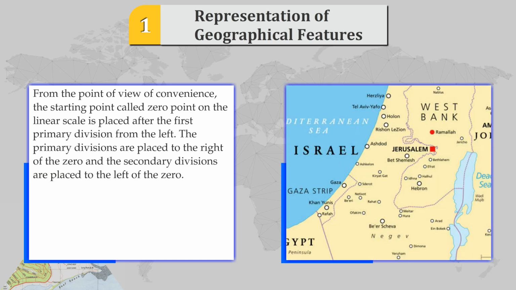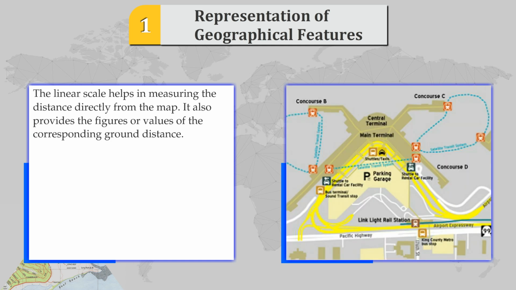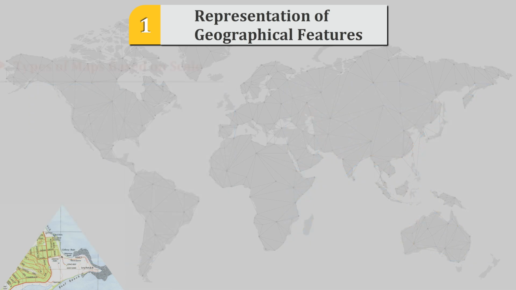From the point of view of convenience, the starting point, called 0 point, on the linear scale is placed after the first primary division from the left. The primary divisions are placed to the right of the 0 and the secondary divisions are placed to the left of the 0. The linear scale helps in measuring the distance directly from the map. It also provides the figure or values of the corresponding ground distance.